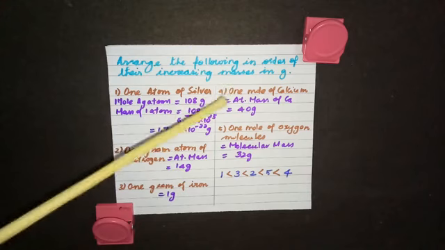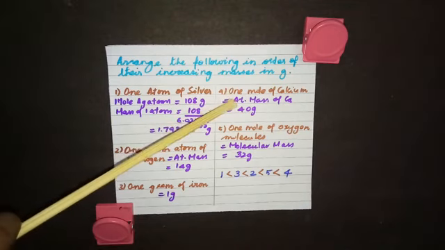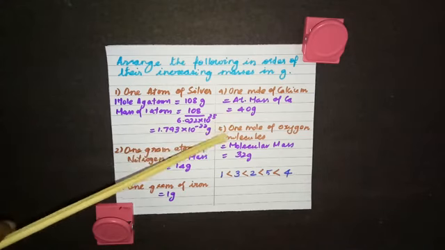And the next one, 1 mole of calcium. We know 1 mole of any atom will have a mass equal to its atomic mass. So what is the atomic mass of calcium? 40. So what is the mass of 1 mole of calcium? It is equal to 40 gram. And then last one, 1 mole of oxygen molecules. Again, 1 mole of any molecule will have a mass equal to its molecular mass. And what is the molecular mass of oxygen? It's 32 gram. So 1 mole of oxygen molecule weighs 32 gram.